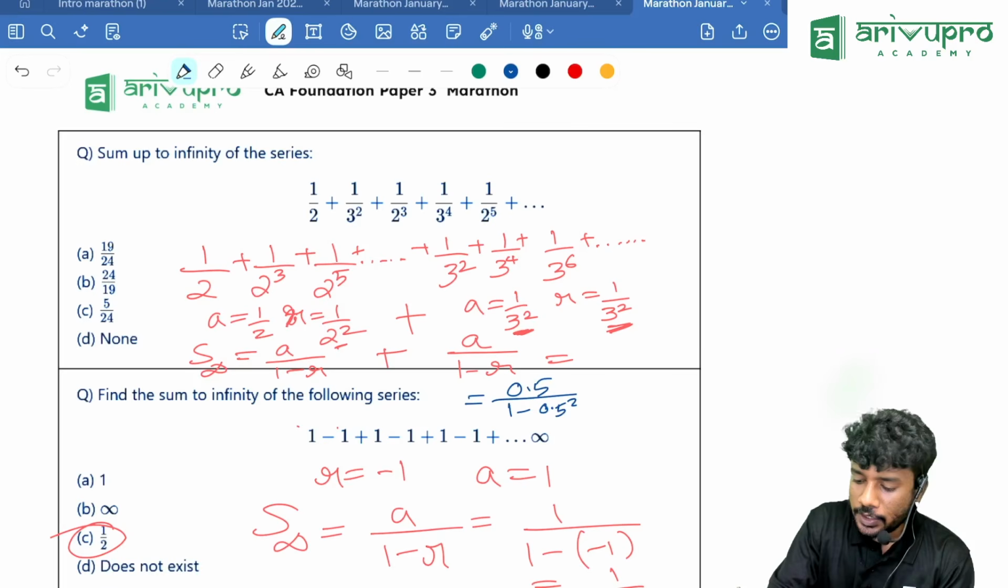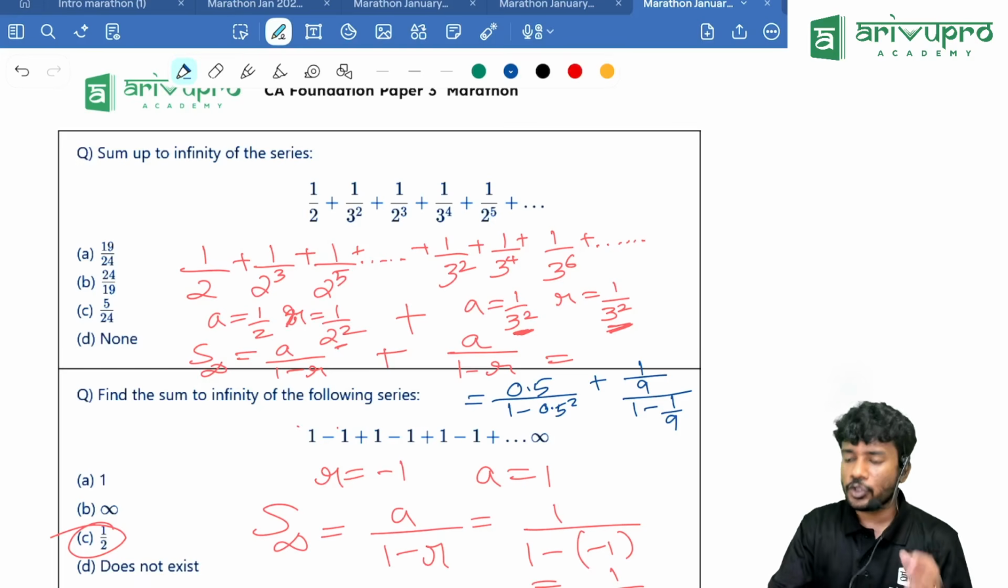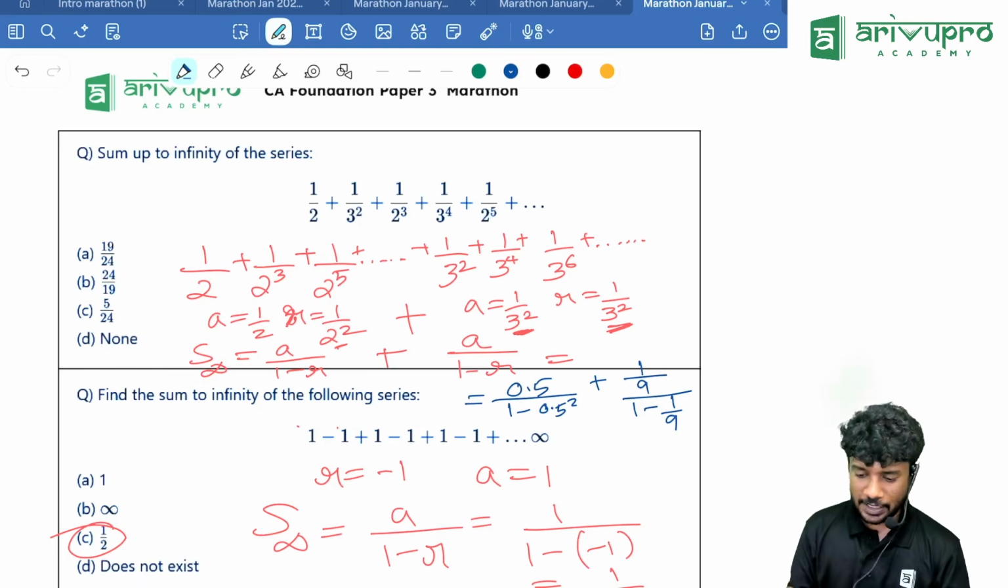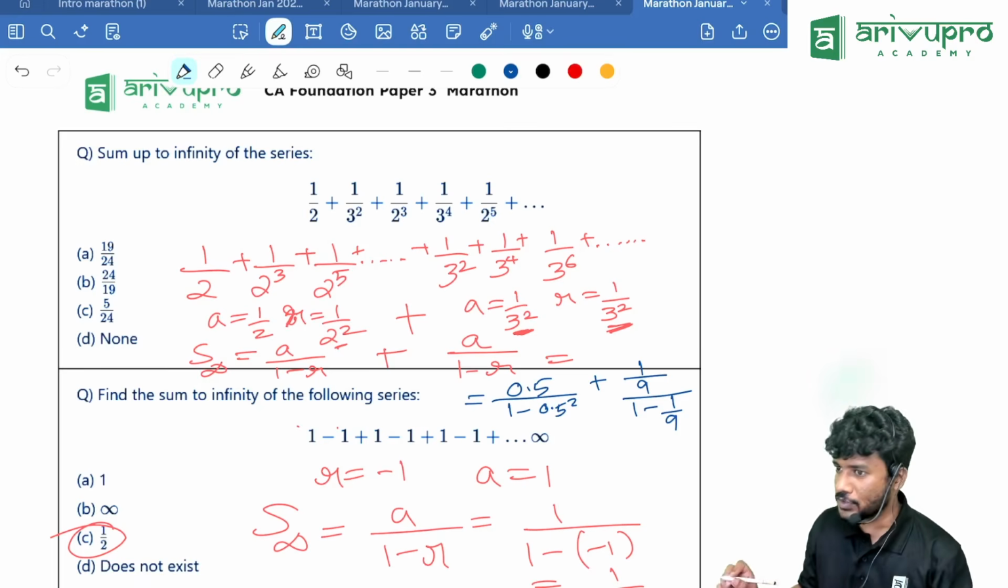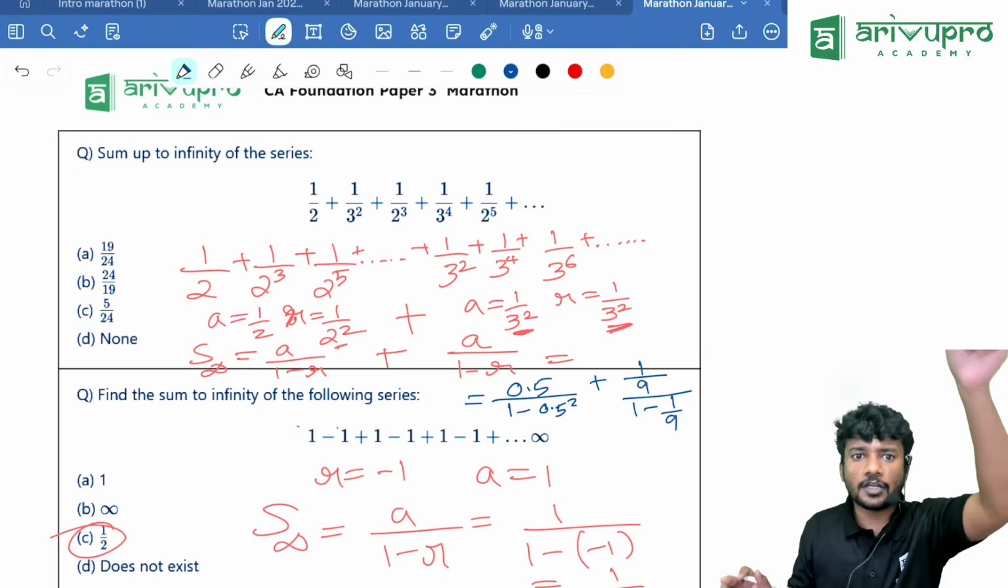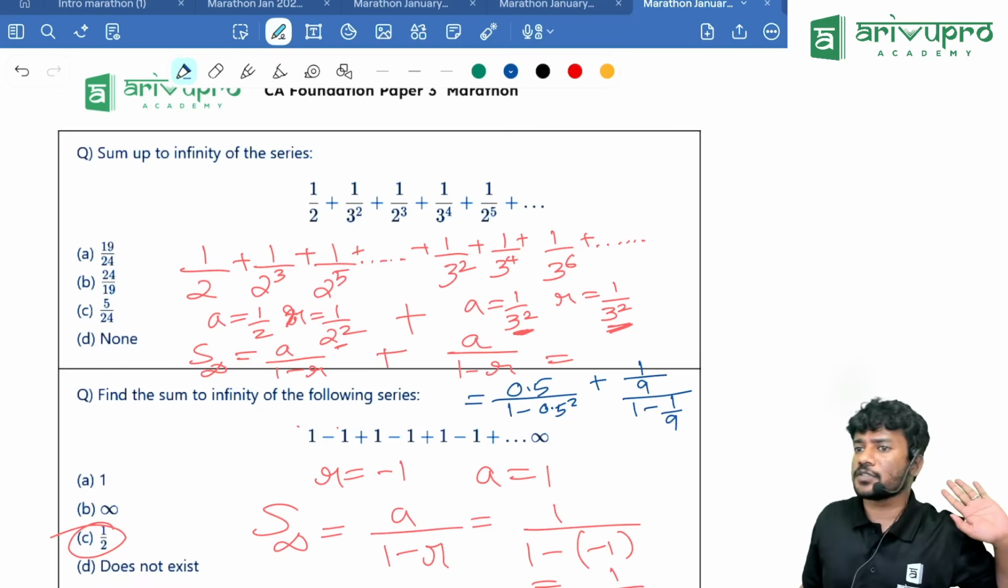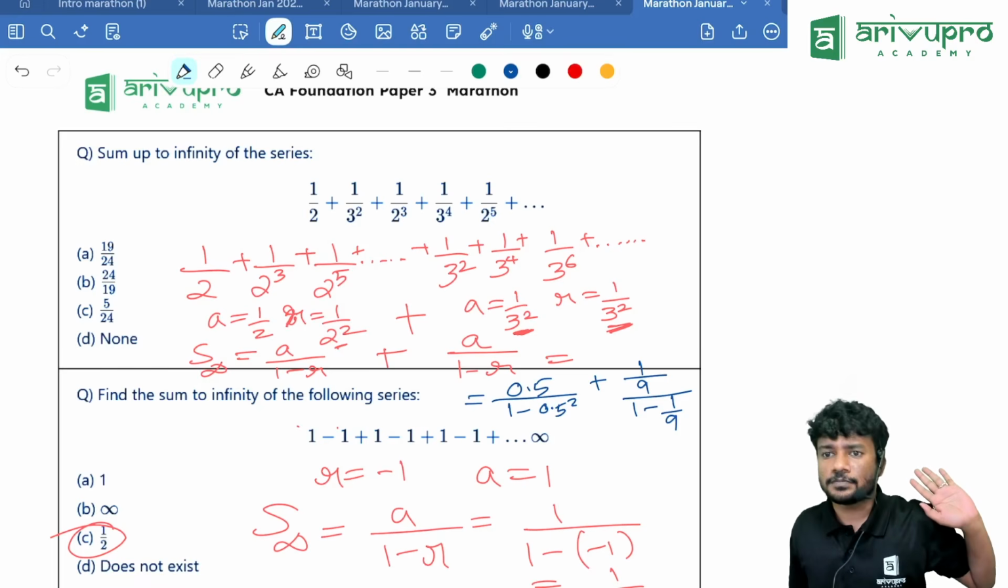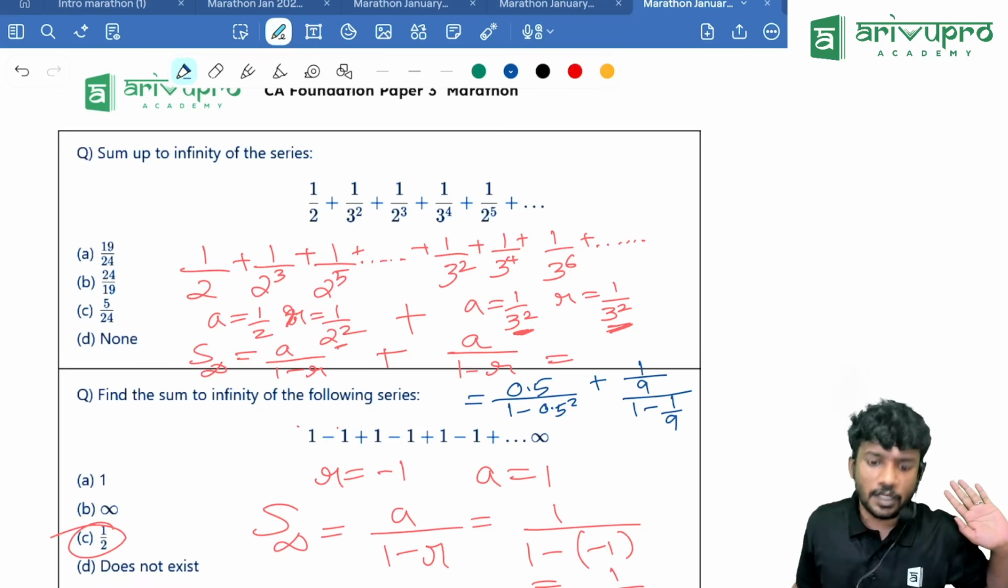0.5 square plus A is how much? The 1 by 3 square. I am writing it as 1 by 9 divided by 1 minus 1 by 9. When you use the calculator and then click M plus and click MRC, you will get a value and cross check with the options. Which option is giving you the answer? 19 by 24? Yes.